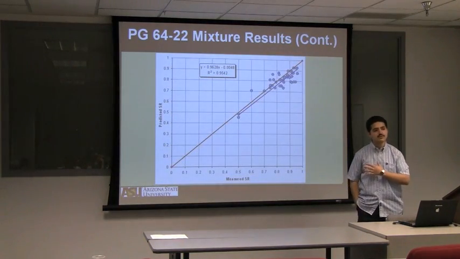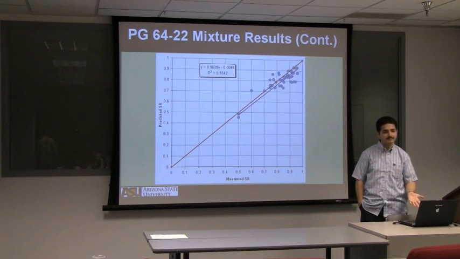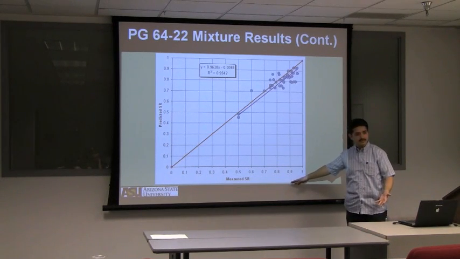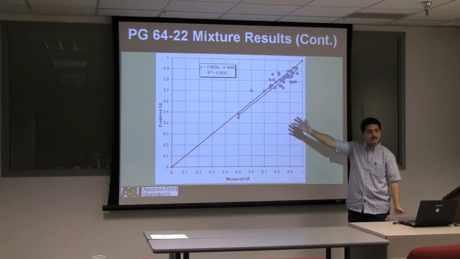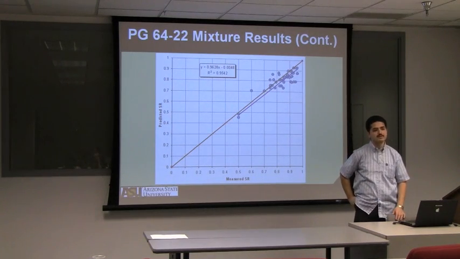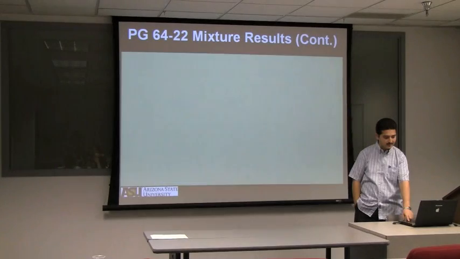Here, this is how to judge my model. Basically, this is a fundamental graph to show measured versus predicted. So this is what I measured in the lab versus what the equation or the model is predicting, and the R-square was kind of high, so I was kind of confident with the results.